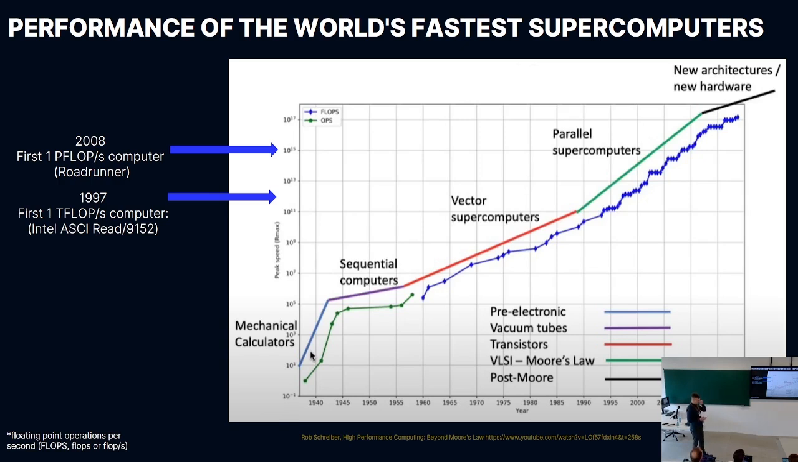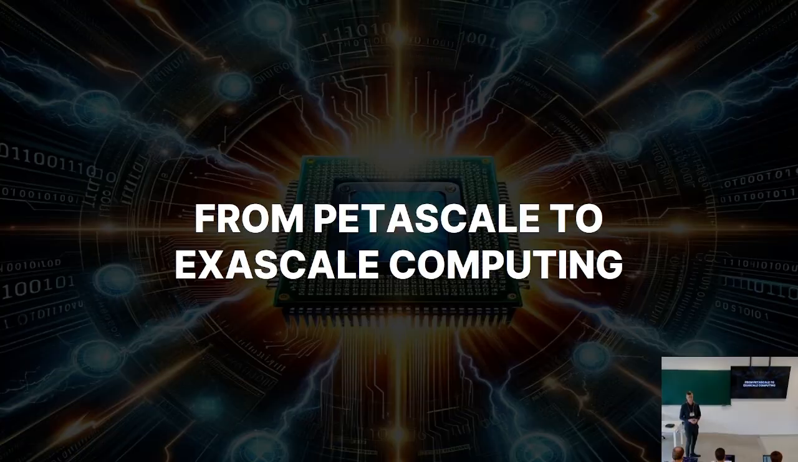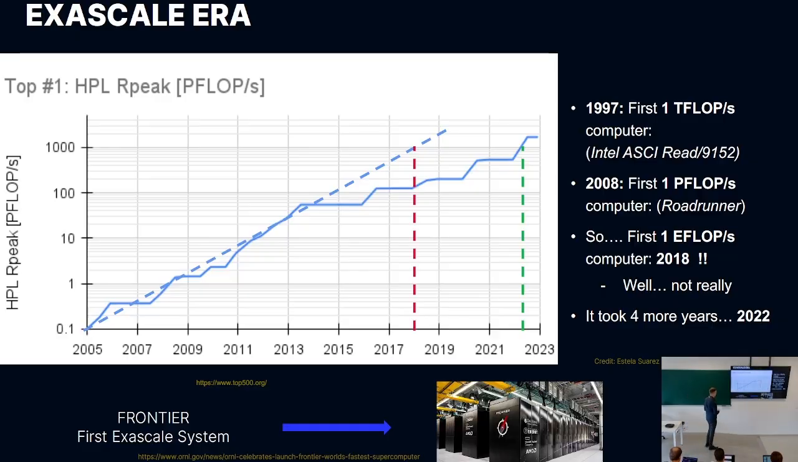Okay, so here is another plot, just to show you that when we want to decide which is the best supercomputer, we need to measure how it performs, so we use this metric, the FLOPS, floating point operations per second, and that's how we decide how much performance. You see here some milestones: in 1997, we had the first teraflop supercomputer, then in 2008, the first petaflop supercomputer, Roadrunner. And you can see again these technologies: sequential computers, vector computers, parallel computers, and now again a new era of architecture. And now we are in the era of exascale supercomputing, which we have been dealing with since last year, when Frontier finally reached the level.